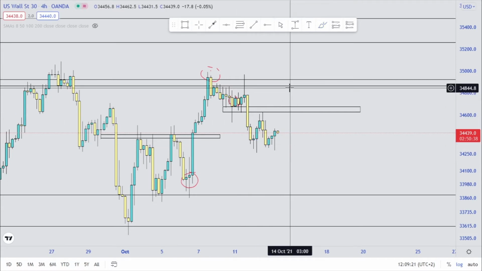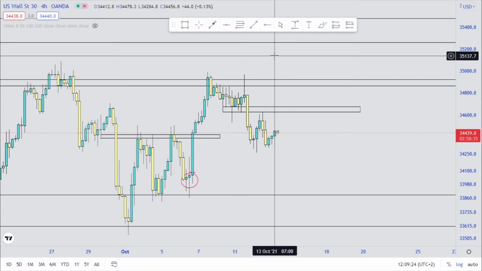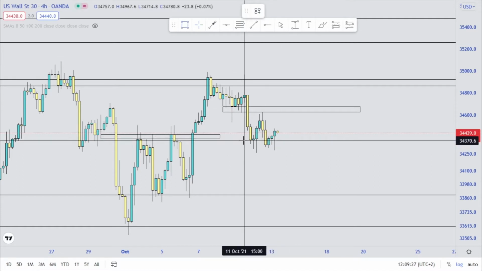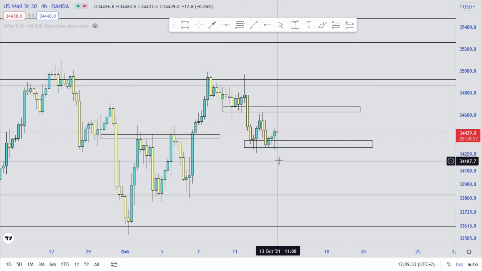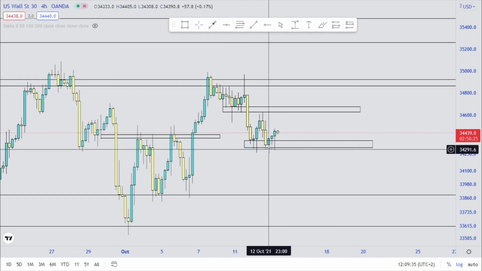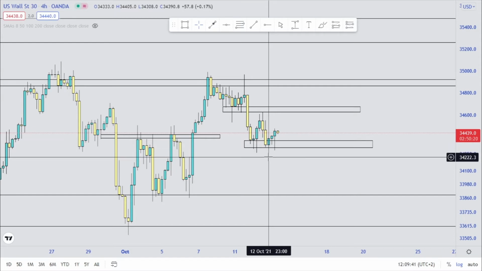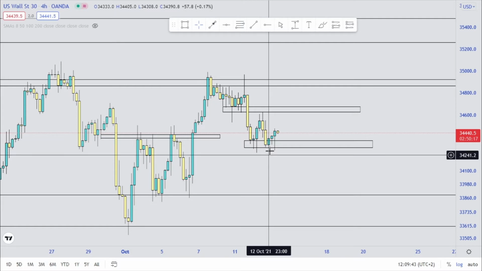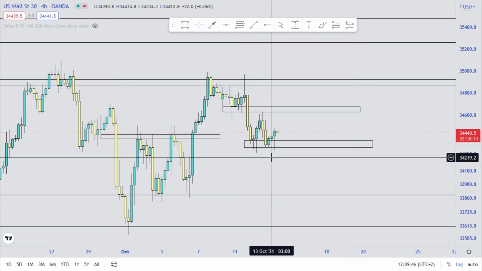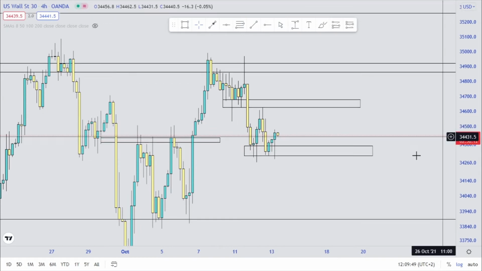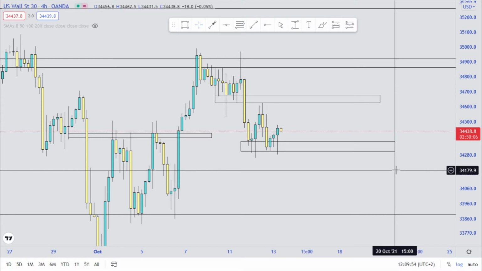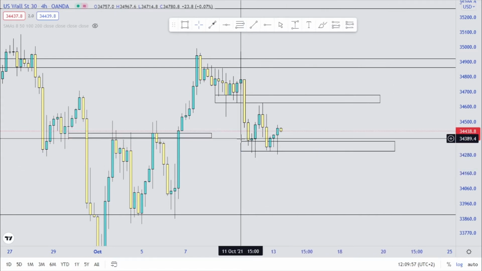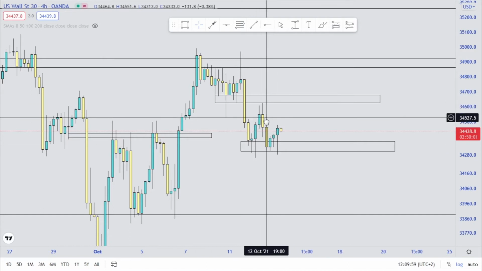What we can also notice is that price was unable to create a new lower low on this region right here. If the sellers were still in the game and they were supposed to take the market to the downside, we could have seen price create a new lower low, but price was unable. So what we could see on our 4-hour time frame is that price was forming a double bottom. Here's our first leg, here's our second leg, and there's our neckline.